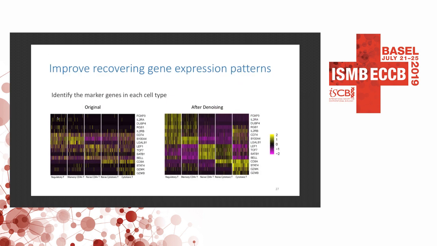And it also can improve recovering the gene expression patterns. These are some known marker genes of these 5 different T cell types. For example, these are the marker genes of the regulatory T cells, but because the data is very noisy, you do not really see it. These are the heat maps. If it's a marker, that means it is expressed more in one cell type but not the others. But you do not see it clearly because the data is too sparse and noisy. After denoising, you can see the patterns much more clearly.